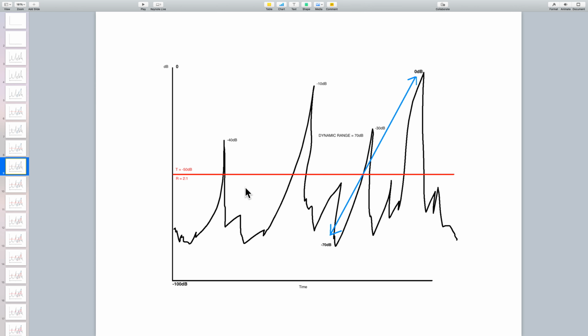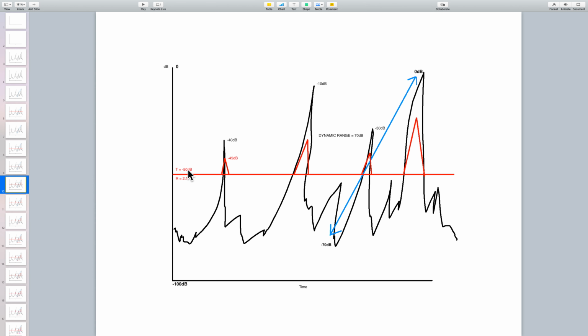So if we compress this audio at a 2 to 1 ratio, with a threshold of minus 50, that means all these peaks are going to get reduced by a factor of 2 to 1. So, for example, at a 2 to 1 ratio, a minus 40 dB peak, let's just do the math here. It's pretty simple. This is how much louder than this? Go ahead. I'll wait for you to say it.